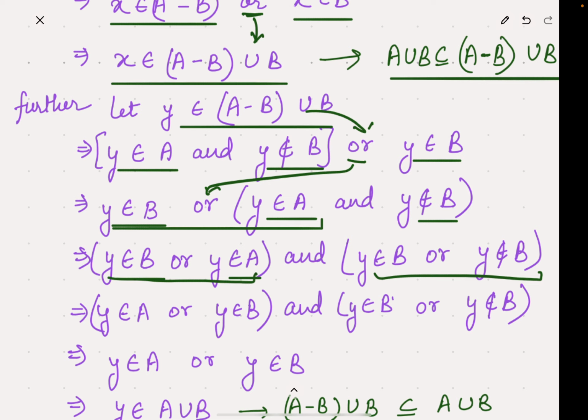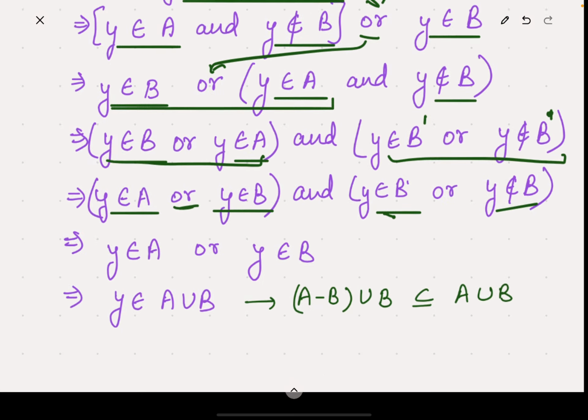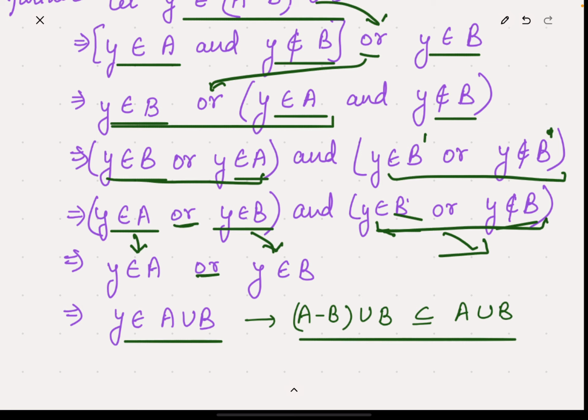Again this will be commutative, so we can write Y belongs to A, Y belongs to B, or, and Y belongs to B, B dash, or Y belongs to B. Again we can write Y belongs to A, or, because this will always be true, we don't need to write it separately. So here we have Y belongs to B, so Y belongs to A union B, which shows that RHS is also a subset of LHS. So here also we prove that both LHS and RHS are subsets of each other, so LHS equals RHS.